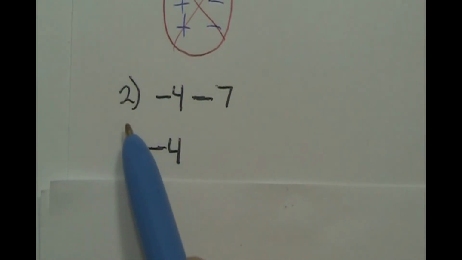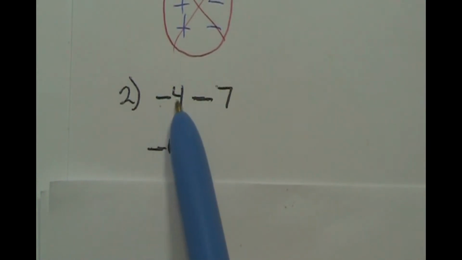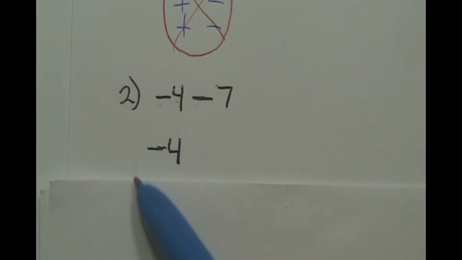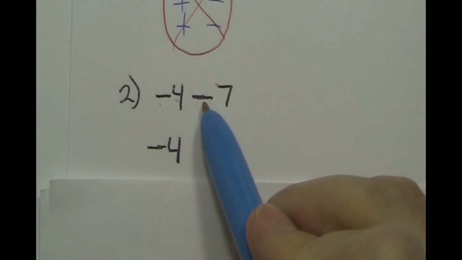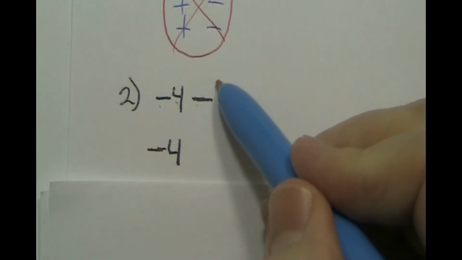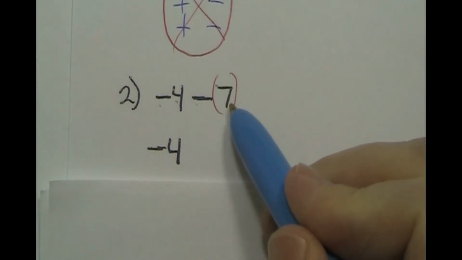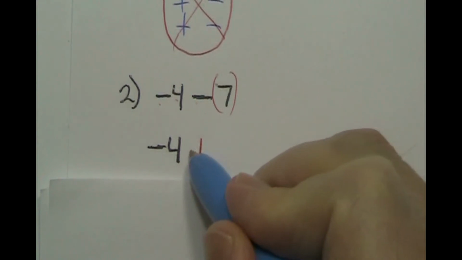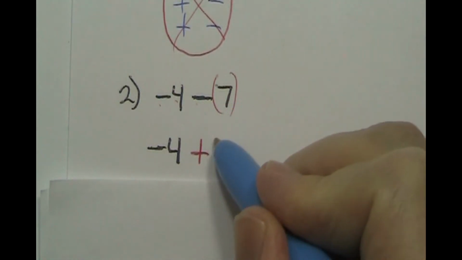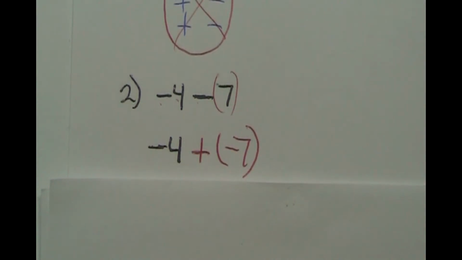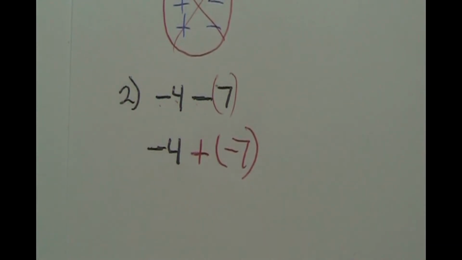Okay, here's our second problem. -4, take away 7. -4 minus 7. So I'm starting off with -4. Remember, we're going to change this. We're going to add the opposite. So if you want to, you could do this. Add the opposite. Change it to adding, and now it's opposite. -7. And we'll get the same answer.